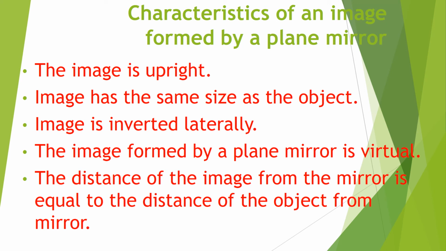That means the left side of the object will appear on the right side of the image. The right side of the object will appear on the left side in the image. So, when there is an image formed by a plane mirror, the image is inverted laterally.